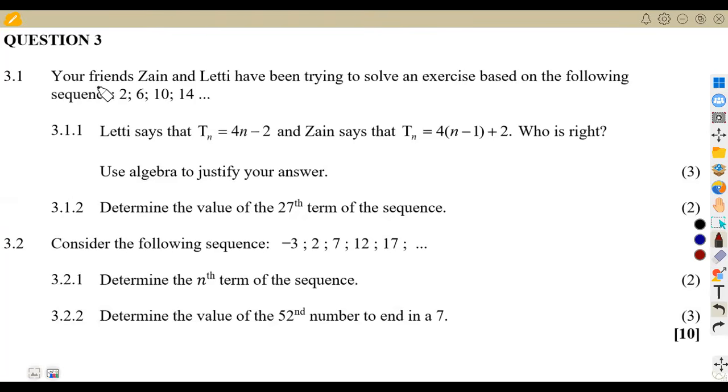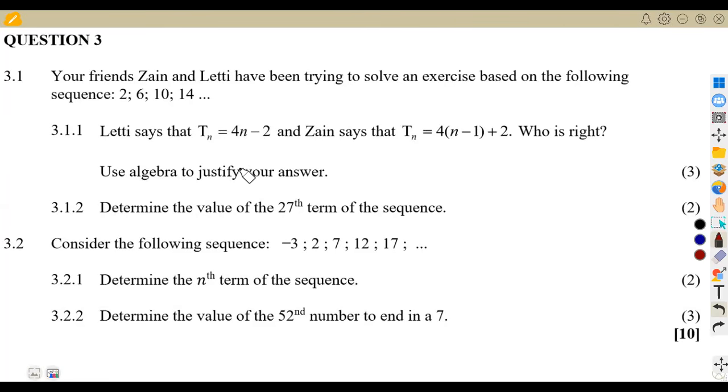You are given here your friends Zain and Letty have been trying to solve an exercise based on the following sequence. This is the sequence they have. Letty says Tn is equal to 4n minus 2. This is Letty's answer. Then Zain says that Tn is equal to 4 into the bracket of 4 into n minus 1 plus 2. Who is right? Use algebra to justify your answer.